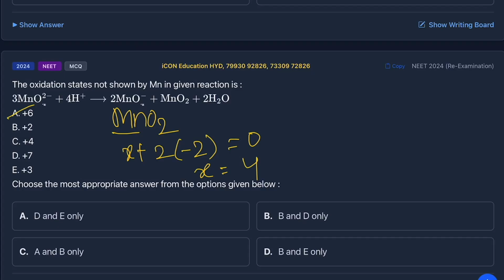So what we are getting here? Plus 6 also we are getting, plus 7 also we are getting, and plus 4 also we are getting. But only two options we are not getting in this. What are the two options? That is plus 2 we are not getting and plus 3 we are not getting in this. So what is our correct answer here? B and E is our correct option. So D is our answer.